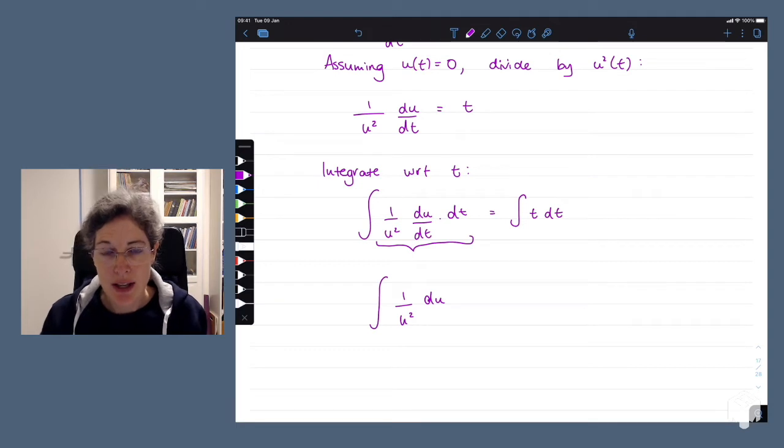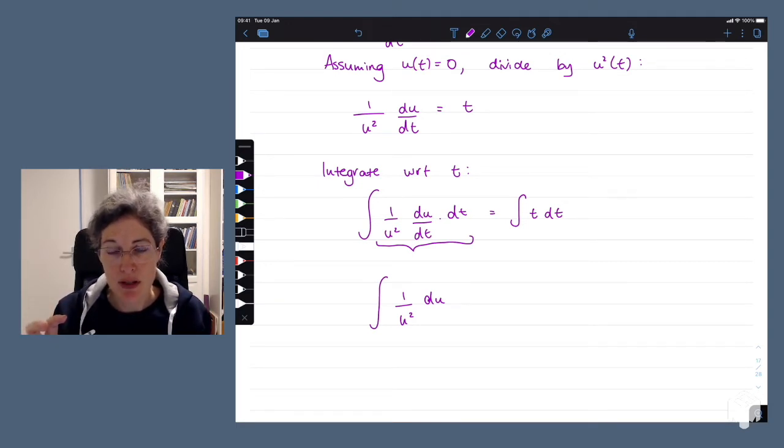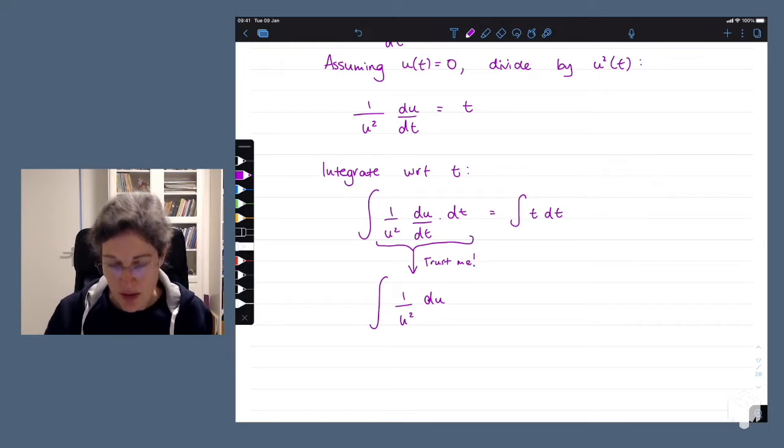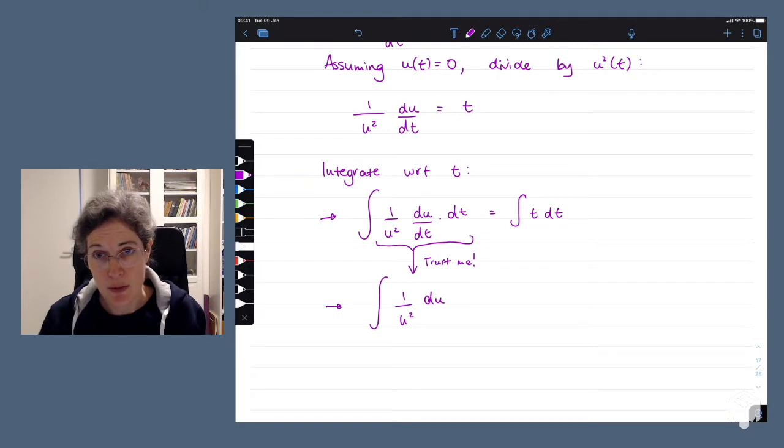We will have a look at why these two integrals are the same after this, but for the moment, just trust me. Believe the magic, that this integral with respect to t is the same as this integral with respect to u.